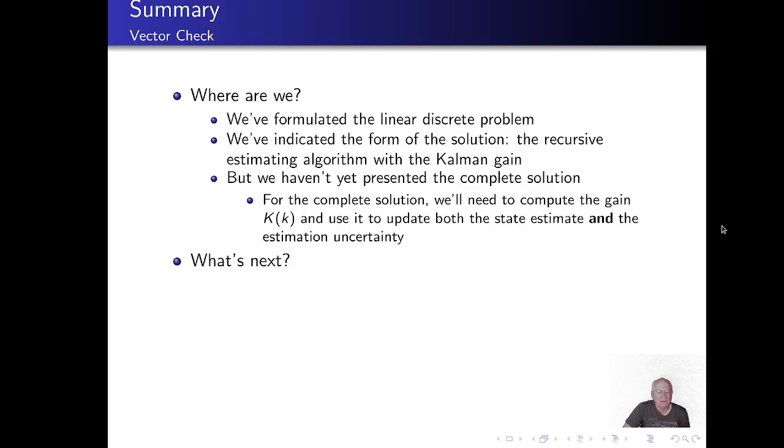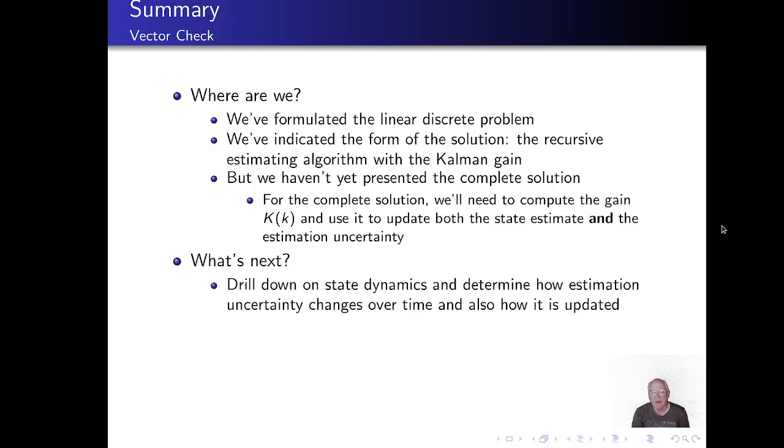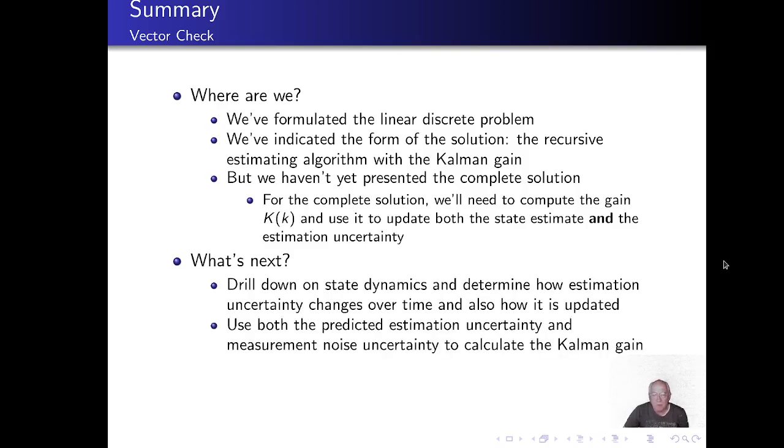So what's next? In our next video, we're going to drill down on the state dynamics some more and determine how estimation uncertainty changes over time and how it is updated. We're going to be applying the phi matrix to the estimation uncertainty or covariance, but we're also going to have to take into account the process noise statistics, and that will bring in another matrix. So we'll have a matrix equation for updating the estimation uncertainty, or I should say for extrapolating the estimation uncertainty. And then we'll compute the gain and use that gain to update the estimation uncertainty.